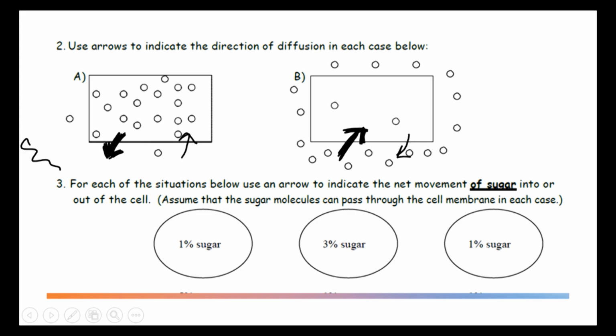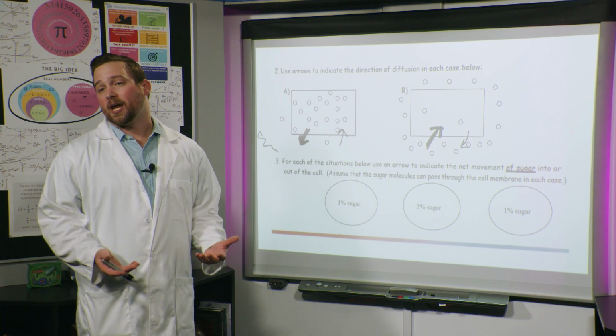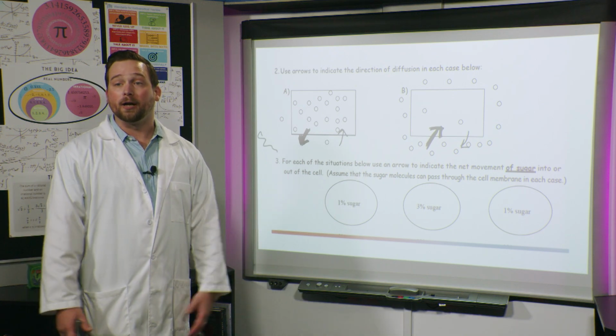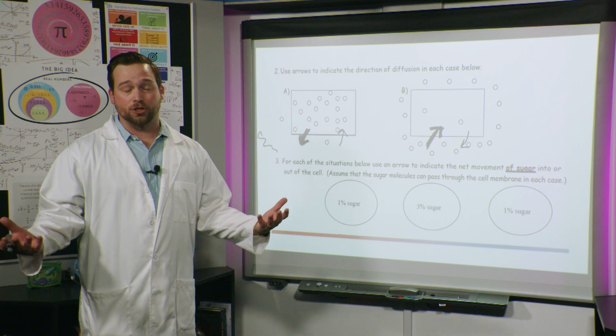Let's keep it going. Number 3. For each of the situations below, use arrows to indicate the net movement of sugar into or out of the cell. Now with these, we could draw 2 arrows like we have in the past, but this says net, so it's really just asking us for the overall change. So here I think really either one is good. We could do 2 arrows or 1. I'm just going to do 1 on these because it is saying the net, so that's the overall change.